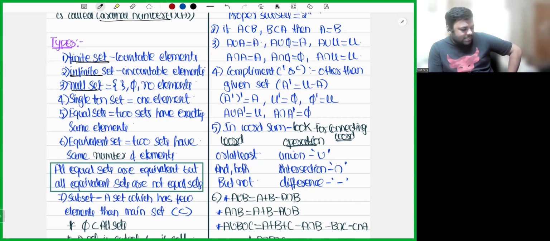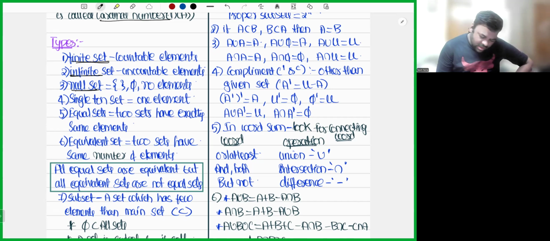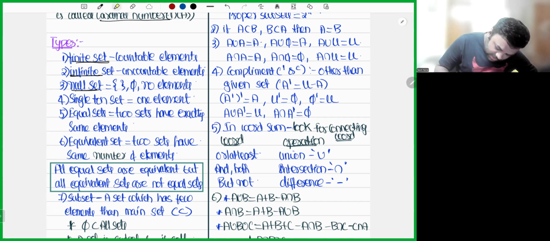Okay. I am asking, numbers from 1 to 5 which are divisible by 9. Do you know any number from 1 to 5 which is divisible by 9? No, it's a null set again. How will you represent a null set? It is either represented with enclosed brackets, or phi, or you will not write any element.